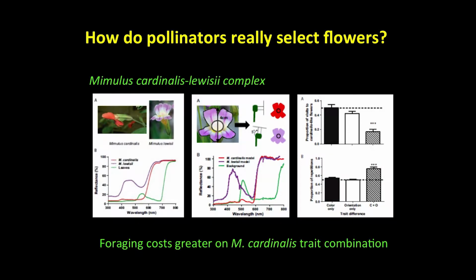The other way that we can test, and this is just another example. So here is your typical hummingbird pollinated flower, Mimulus cardinalis. Here's your typical bumblebee pollinated flower, so these syndromes that we were talking about. And the question is, is this attractive to hummingbirds? Is this attractive to bees?